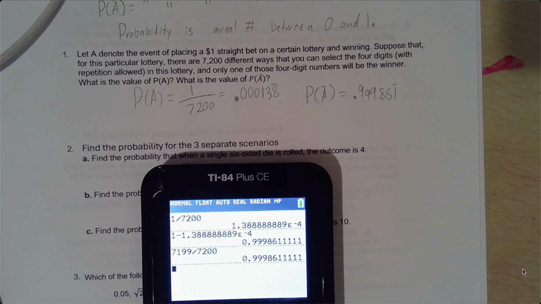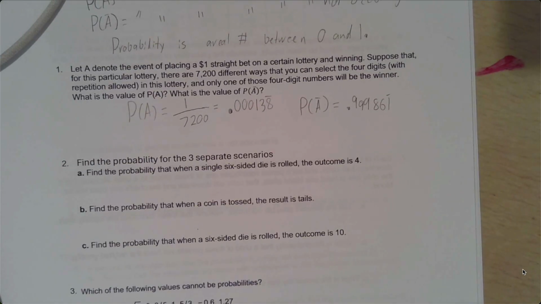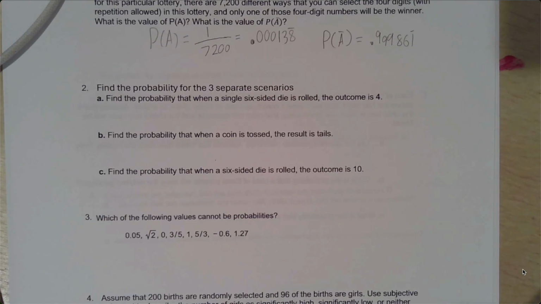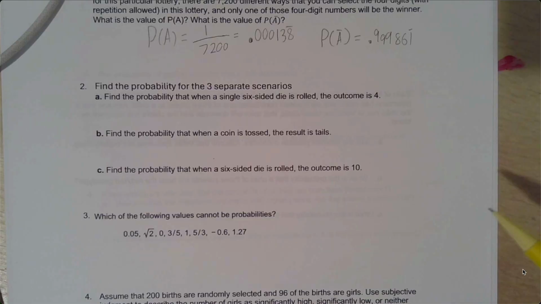But either way, that's your complement probability. All right, up next, what we're going to do is, again, just get accustomed to what it means by number of ways that A occurs divided by total number of outcomes. So we have 3 different little scenarios to go through.